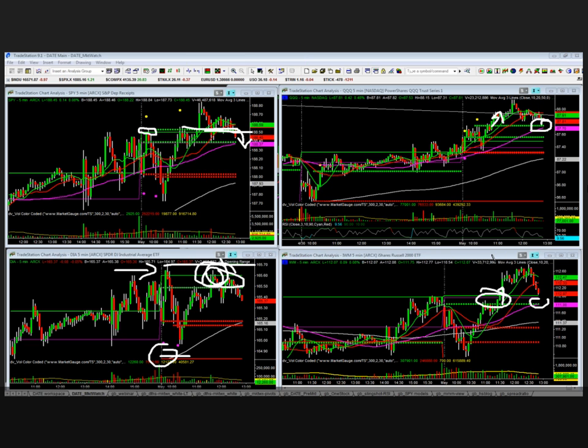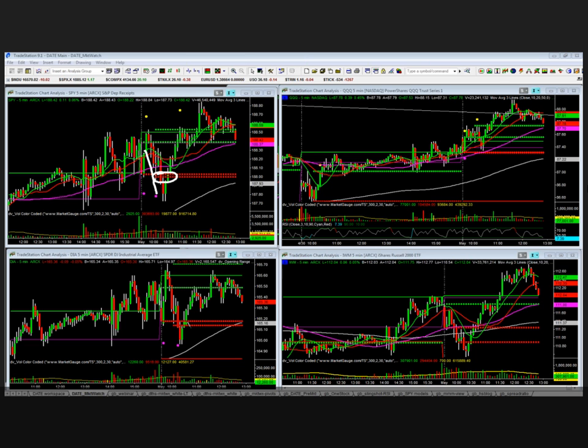So in the morning, the question was, as the SPYs broke down through their opening range and the diamonds broke down through their opening range and the IWM broke down through its opening range, is that going to continue, or is this reversal something that you should follow? Well, if you look over, the Qs did not even break their opening range.